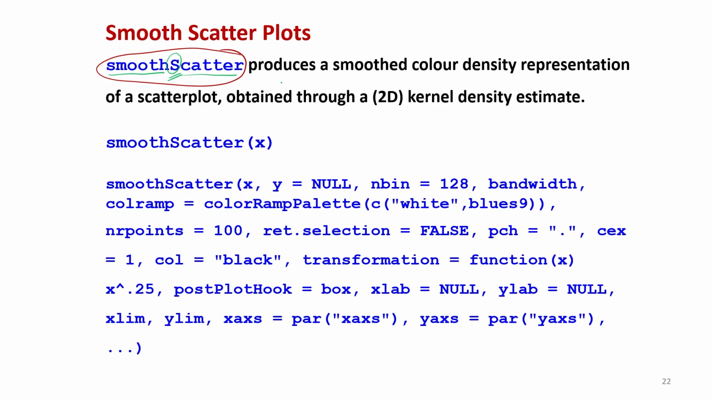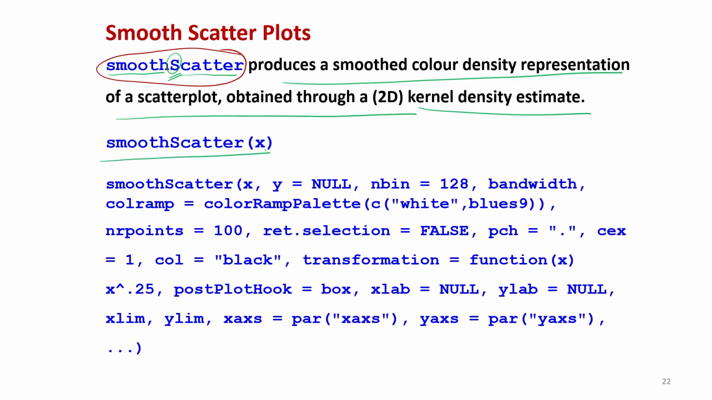This command also produces a color density representation of a scatter plot, which is obtained through the kernel density estimate, right? So if you have only one variable, it will be smoothScatter and inside the parenthesis the data on x. If you have two variables, then there are different options which can be given, say x and y, they will be the data, and nbin, that is the number of bins, bandwidth, colramp, nrpoints, pch, and you can see there are many options, right?